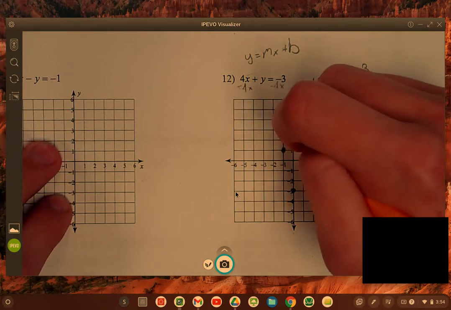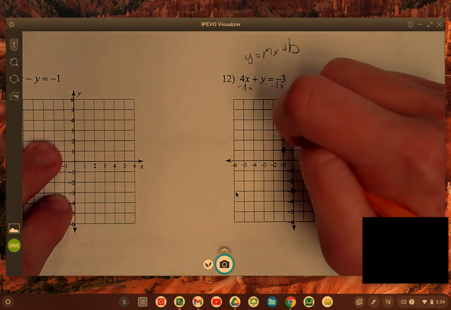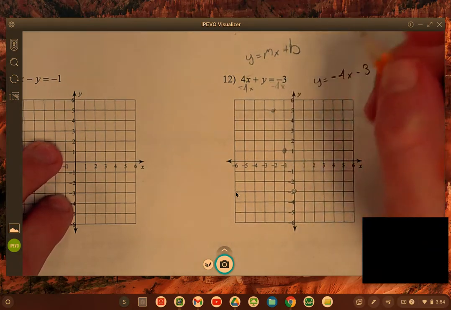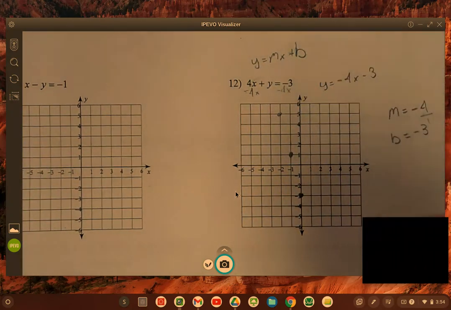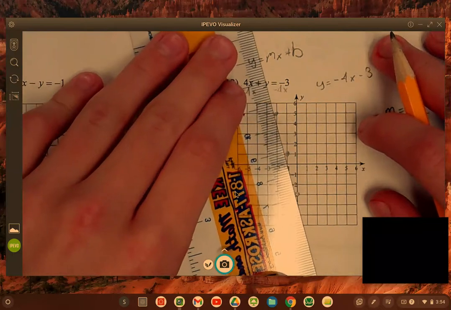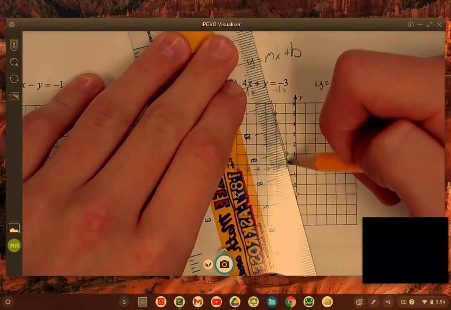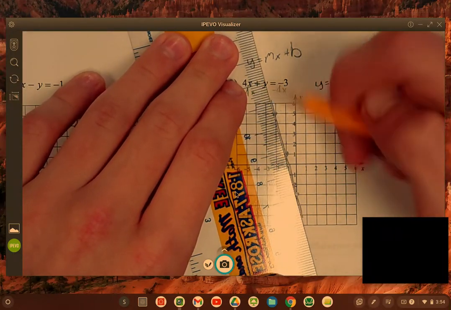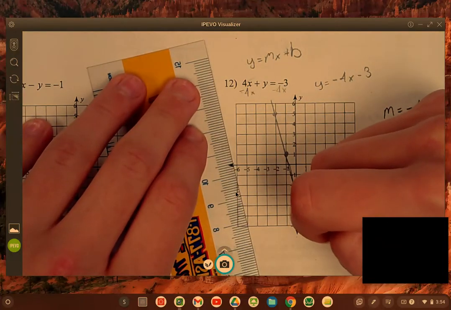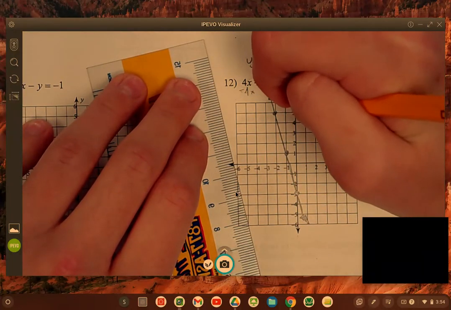So you went 4 positive and then 1 negative, and that's the same as going down 4 over 1 positive. Right? Yeah. I love it. I love your arrows and your nice straight line.